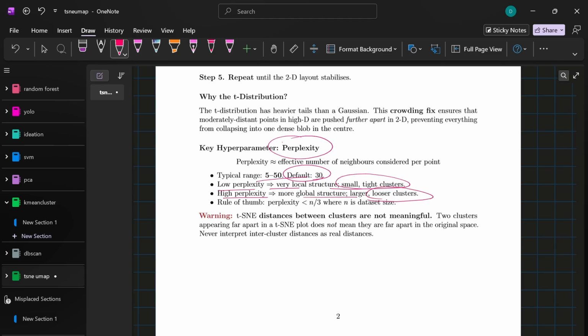Okay, here's a big warning: intercluster distances in t-SNE are not meaningful. Two clusters looking far apart in 2D doesn't mean that they are far apart in the original data. Never interpret them as real distance.